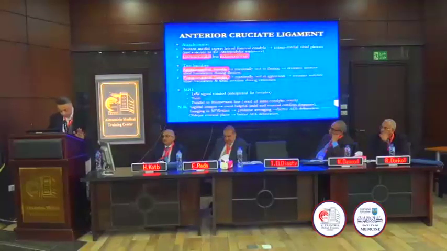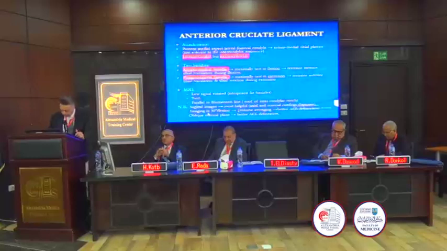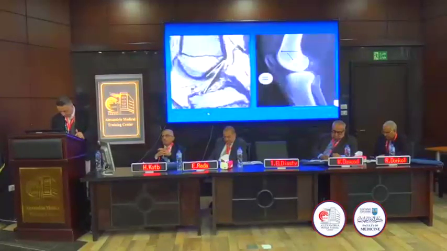It appears on the MRI as long segments, striated, with interposed fat fascicles, taut, and parallel to the Blumensaat line, which is the roof of the intercondylar notch. The sagittal images are the best to demonstrate the anterior cruciate ligament. Imaging in 30 degrees flexion is better because it decreases volume averaging. And also the oblique coronal plane is better for ACL delineation.